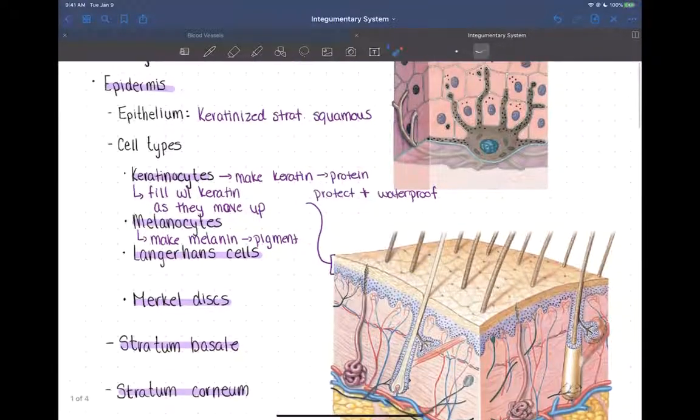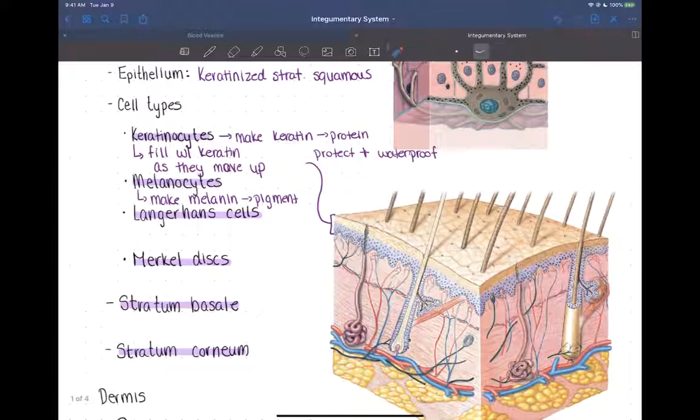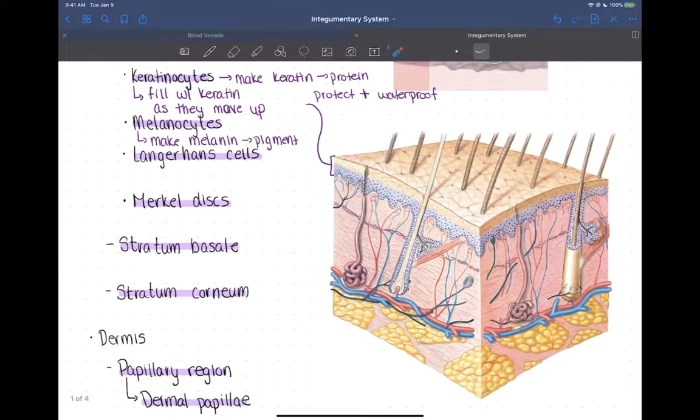Okay. Also in the epidermis, we have Langerhans cells, sometimes also called dendritic cells. And so these cells are phagocytes in the epidermis. All right. And so that means that they kind of clean things up. They eat debris and bacteria and stuff like that in the epidermis. All right. So these are phagocytes. And so they're going to kind of clean up debris and bacteria.